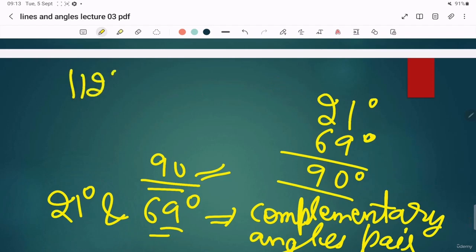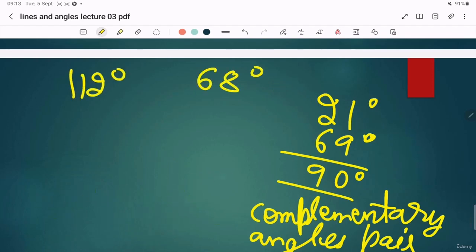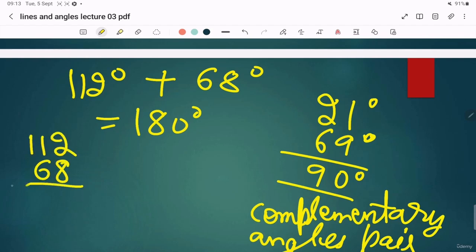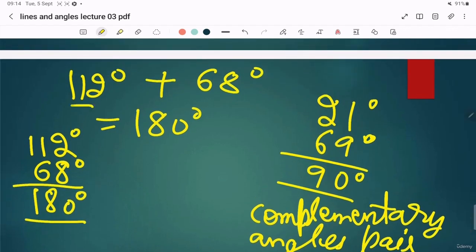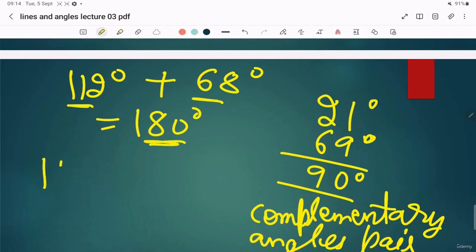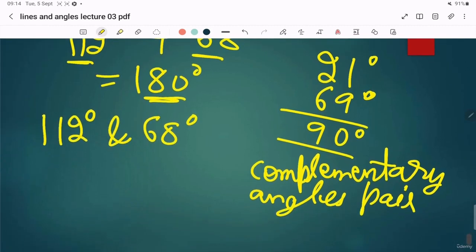One angle is 112 degrees, another angle is 68 degrees. Now if you add them, 112 plus 68, you will get 180. Now these angles are in degrees, therefore write a degree sign. As the sum of these two angles is 180 degrees, therefore these angles are supplementary angles. Therefore 112 degrees and 68 degrees are supplementary angles.